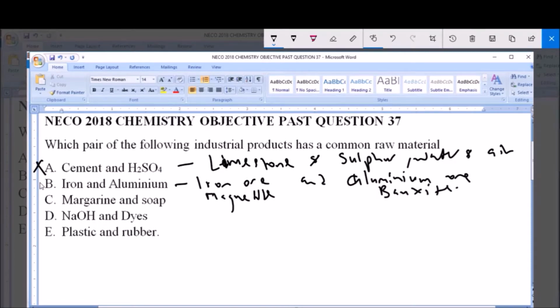Now option C, margarine and soap, they both make use of oils, either vegetable oils or animal oils, oils of any form, lipids in general. So margarine and soap are both made using oils, they have a common raw material.